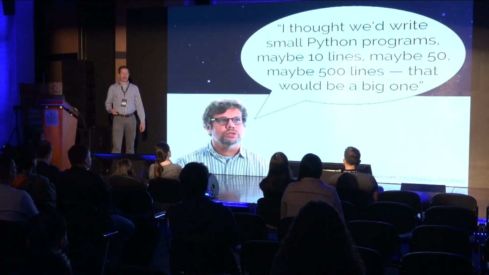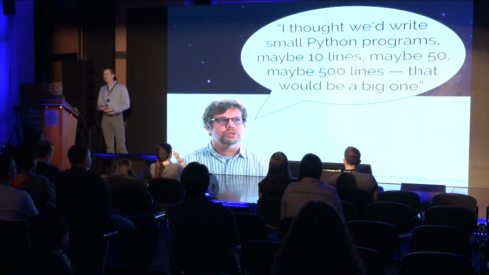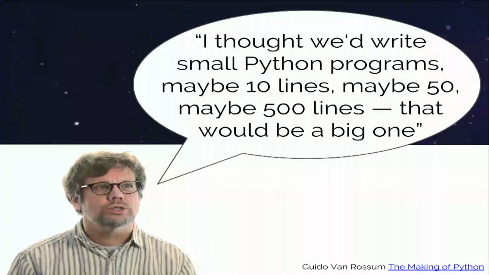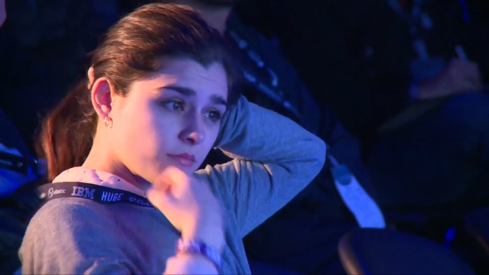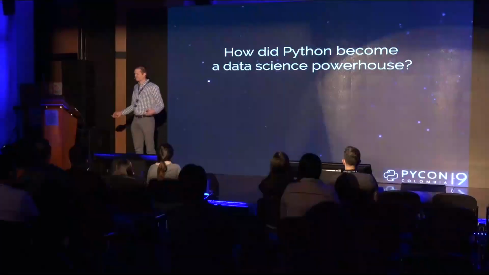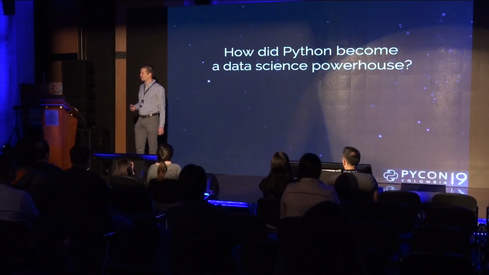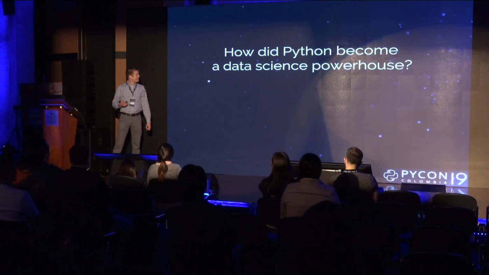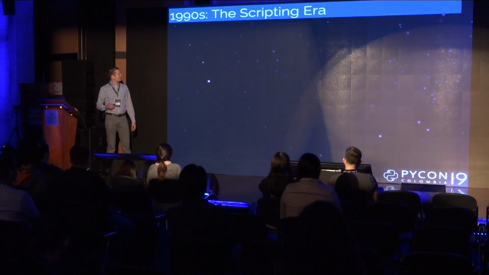It's interesting to look back and read some of the interviews with Guido and hear what he thought Python would be at that point. He said, I thought we'd write small Python programs, maybe 10 lines, maybe 50, maybe 500 lines, and 500 lines would be a big one. And now you hear from companies like Netflix that are built on Python, and you have million-line code bases, millions of lines of code all in Python. It's a totally different world than he envisioned. So what happened? How did we go from this small teaching scripting language that Guido created 30 or 40 years ago to such a data science powerhouse?